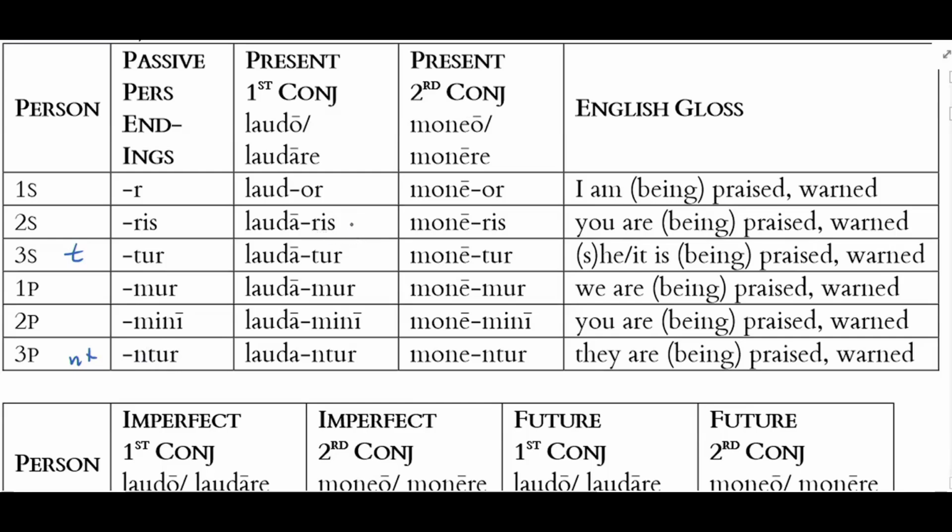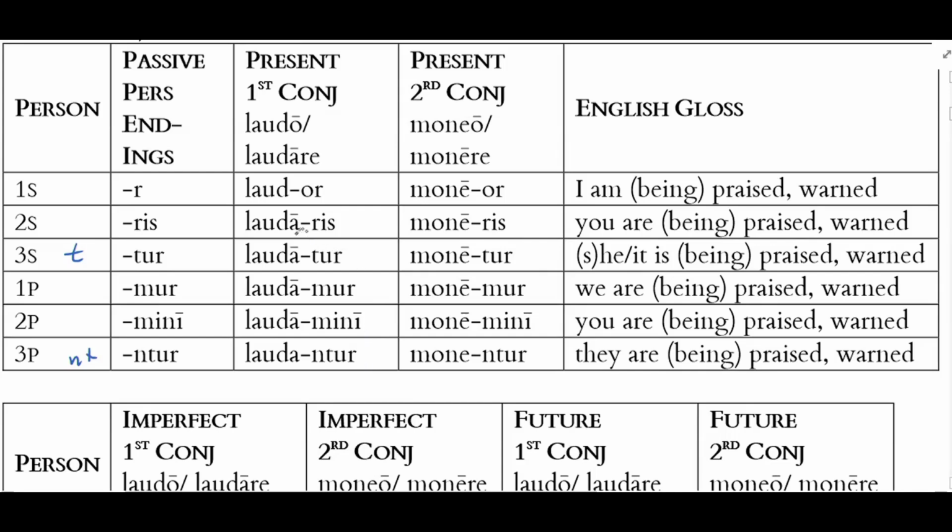Laudaris, so you are praised. Laudatur, he, she, it is praised. Laudamur, we are praised, or progressive, we are being praised. Laudamini is y'all are being praised, or y'all are praised. And then laudantur is they are praised.